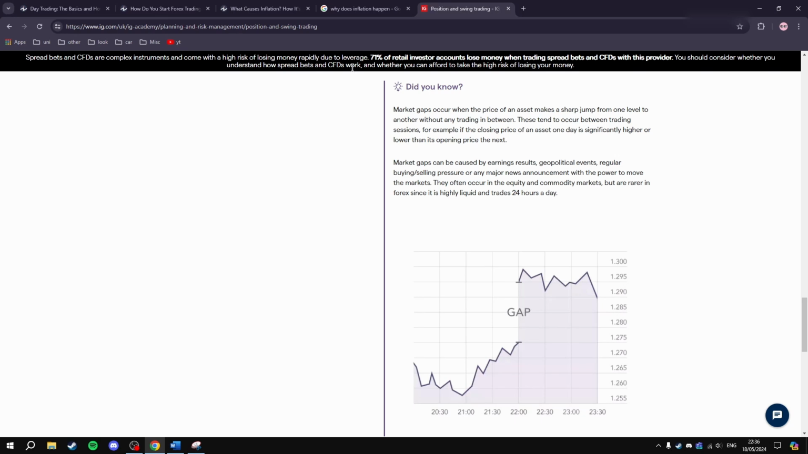They often occur in equity and commodity markets, but are rare in Forex since it's highly liquid and trades 24 hours a day.